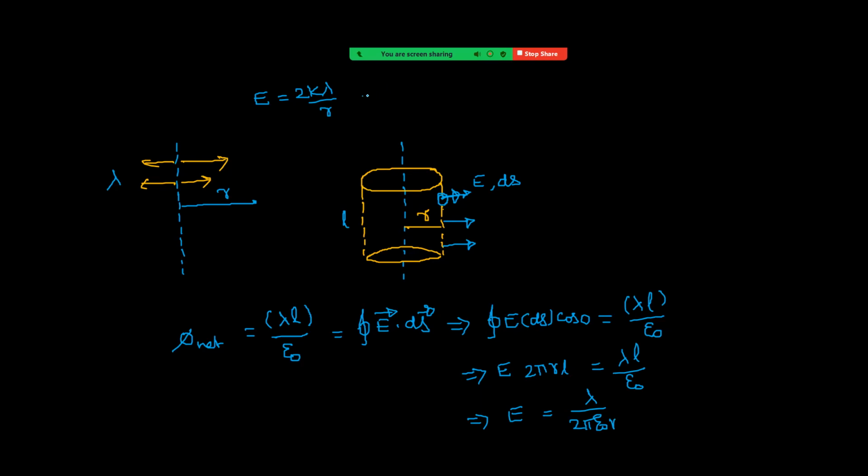So here we got the same result. See carefully: in place of K, write 1 by 4 pi epsilon naught. That is what we got here, lambda by 2 pi epsilon naught R. We got the same, and we got it in a much simpler way, without integration. Like this, we can calculate the strength of the electric field whenever the distribution of charge is symmetric. That is the advantage of using Gauss law, right?